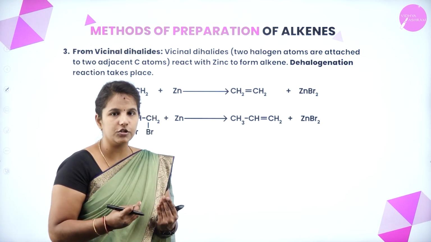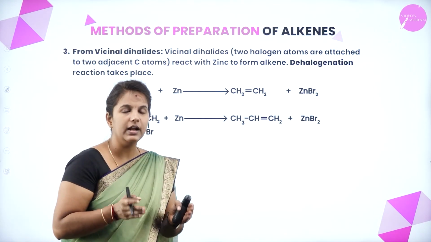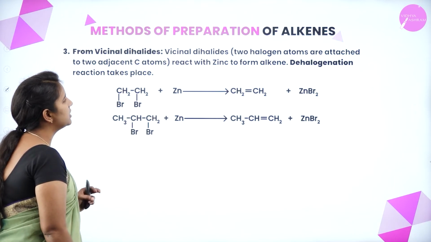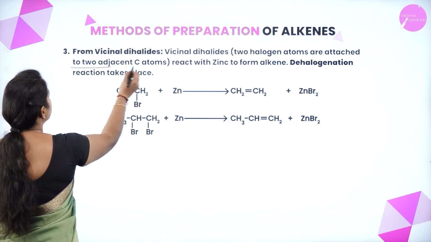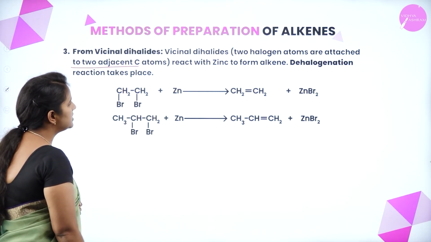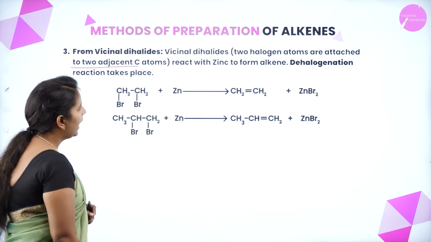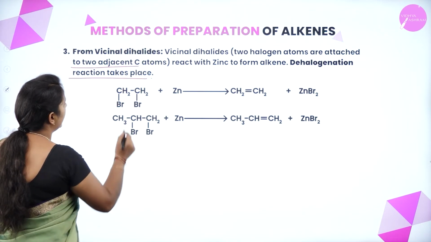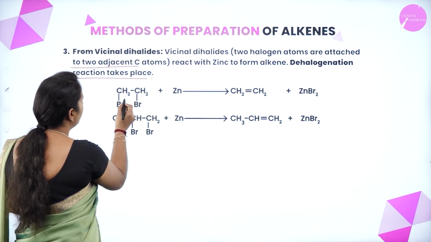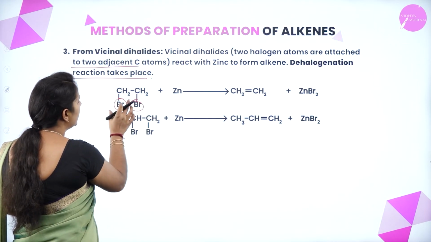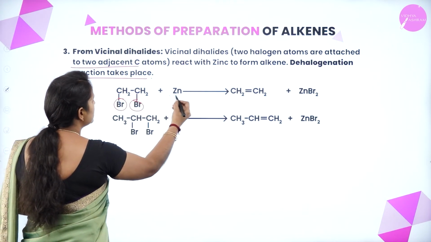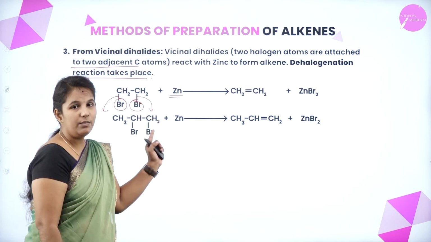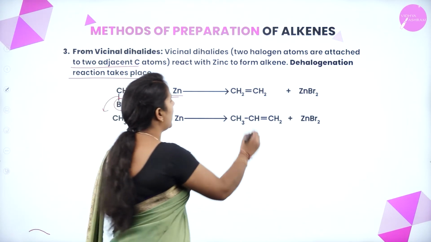If you consider the halogen group, if it is present on both the sides, then you say it is vicinal dihalides. Vicinal dihalides, in the sense, two halogen atoms attached to two adjacent carbon atoms, react with zinc to form an alkene, and dehalogenation reaction will be taking place. Here you can see that I have two carbon atoms which are having two halogen groups. They are very adjacent to each other. When it reacts with zinc metal, it involves the elimination of halogen group to form an alkene.